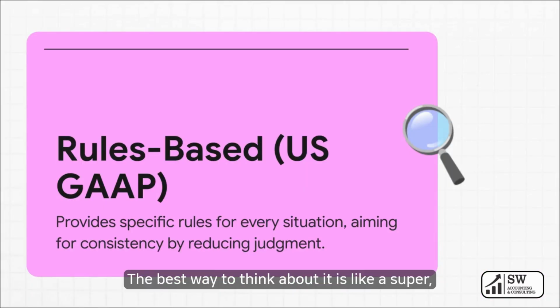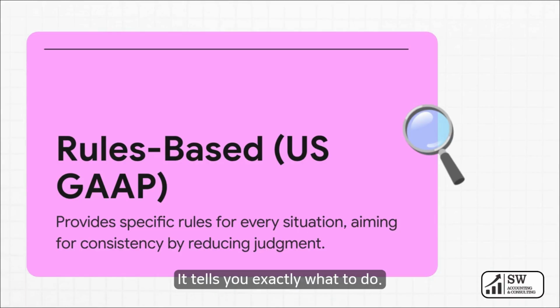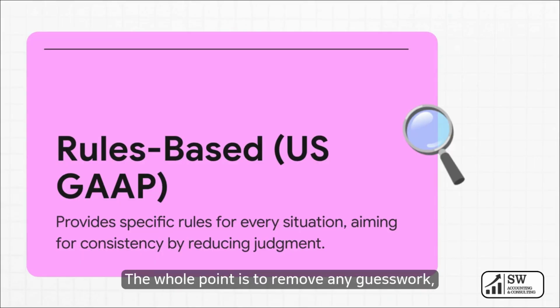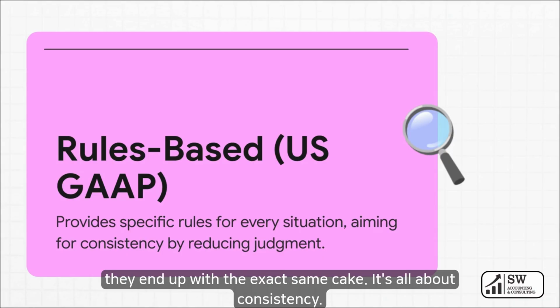The best way to think about it is like a super detailed recipe. It tells you exactly what to do. Use 250 grams of flour, bake at 180 degrees for exactly 28 minutes. The whole point is to remove any guesswork, so no matter who follows the instructions, they end up with the exact same cake. It's all about consistency.